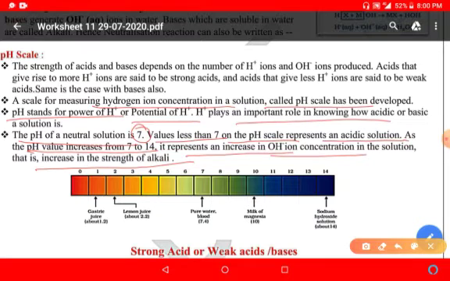Like sodium hydroxide is a strong base and also an alkali, it has a pH value of 14, whereas gastric juice, which contains HCl, has a pH value of 1 to 2, that means a strong acid. Water has a pH of 7, pure water is 7, that means neutral.